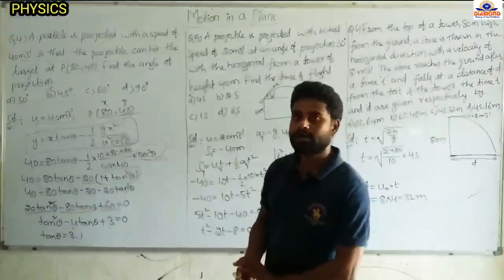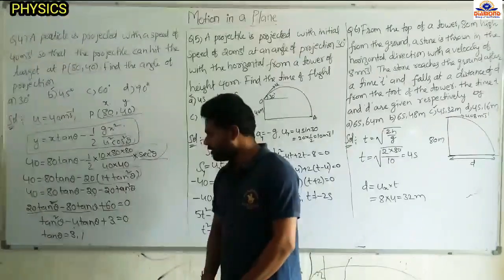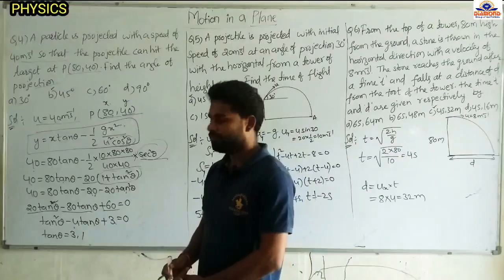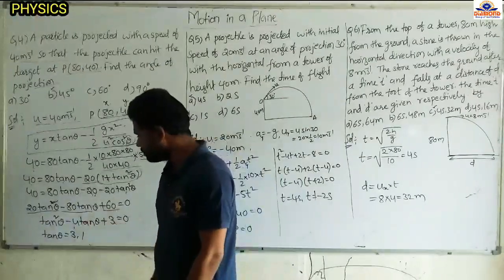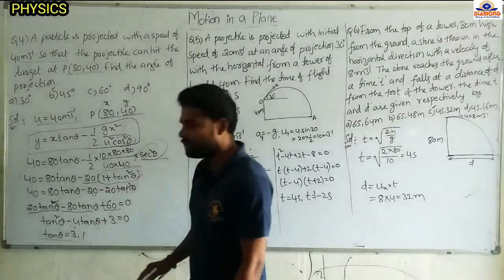Then find out the roots from this one. This is a quadratic equation. You already know how to find the roots, so I am writing directly. If you find the roots, we will get the tan theta values as 3 comma 1.